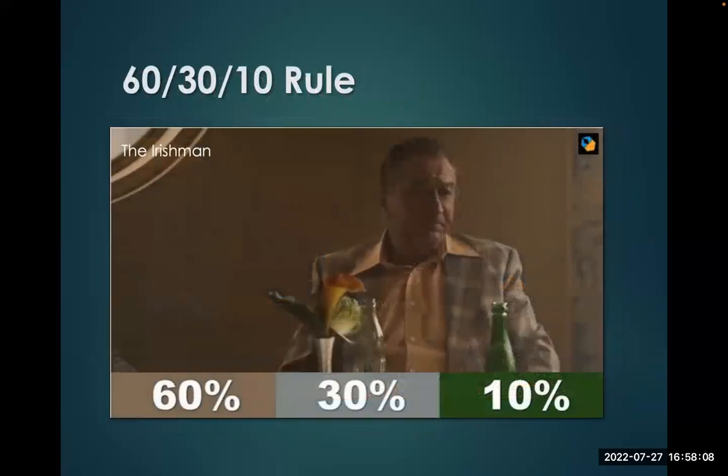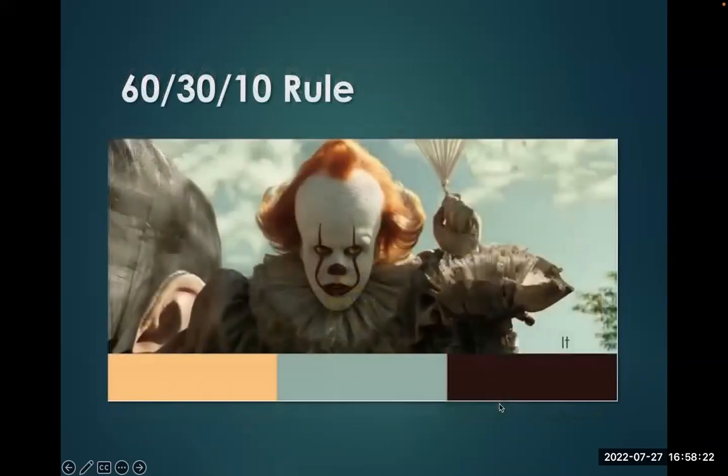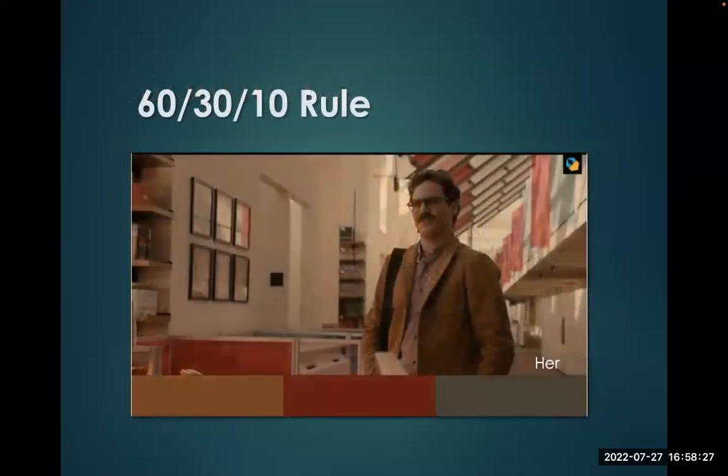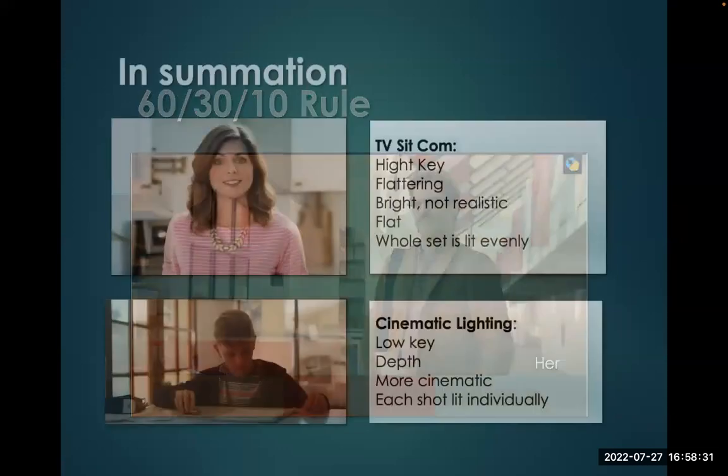So we're wrapping up here. The 60-30-10 rule is another idea that you have one color dominates 60%, which in this case is this brown. The next color is 30%, and then you have a highlight, a little bang color at 10%. We see this really effectively used in It and also in Her, 60-30-10, just another color scheme.